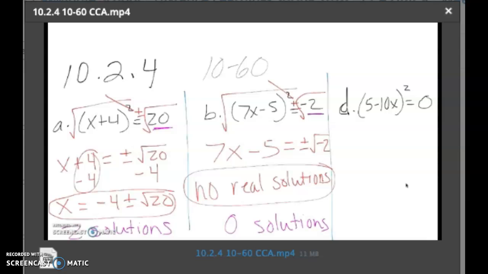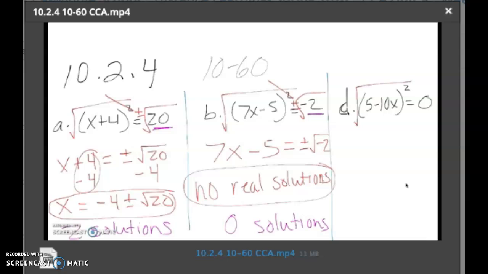So let's look at a third situation. So this is problem D. So we have the quantity 5 minus 10x squared, and it's equal to 0. Okay, so notice that in our first problem we did it was equal to a positive number, and we got two solutions, right? Meaning that our parabola would cross our x-axis at two different points. In B, it was equal to a negative number, and we got 0 solutions, so meaning our parabola was not going to cross our x-axis. And now we have our equation equal to 0. So hopefully you're thinking, oh, I wonder how many solutions this will have. So let's solve and see what happens.